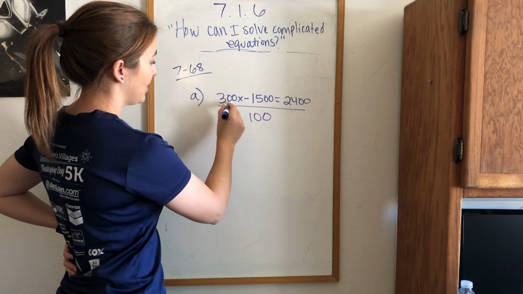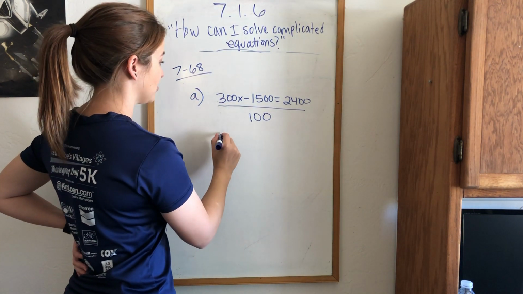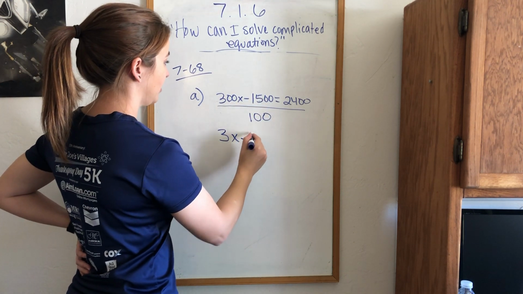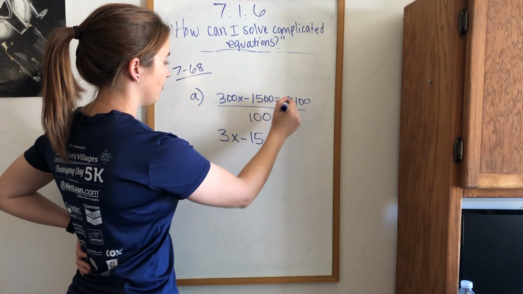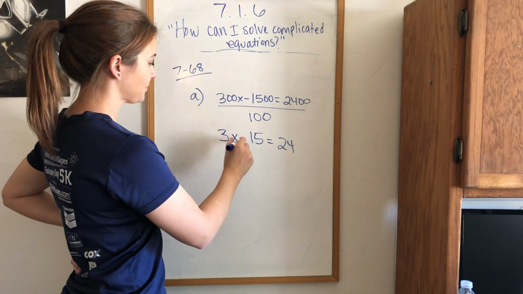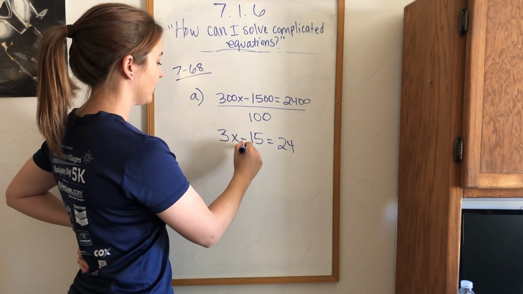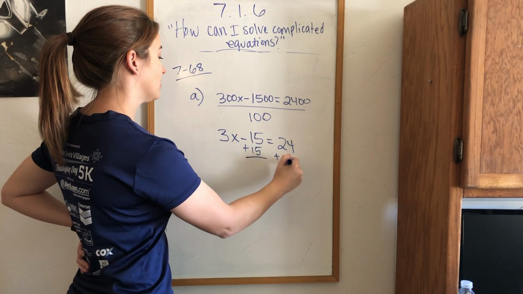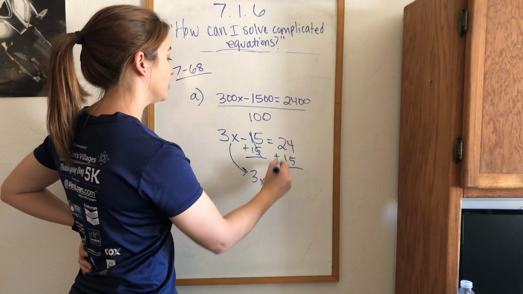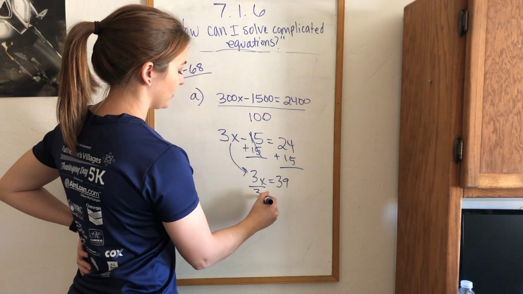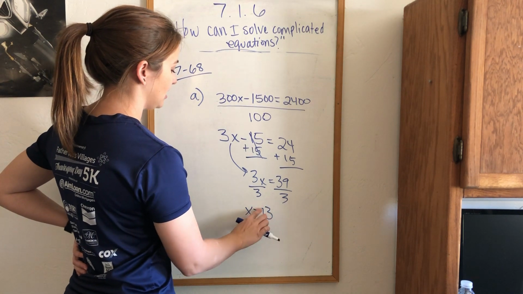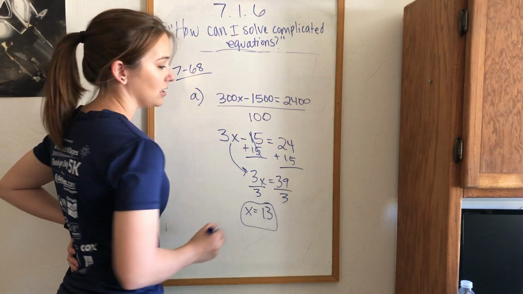If I do that, 300 divided by 100 gives us 3. Keep the x. 1500 divided by 100 leaves us with just 15. 2400 divided by 100 gives us 24. So now it's a bit easier to work with. If I want to solve for x, get rid of the minus 15 by adding a 15 to both sides. I'm left with 3x equals 39. Divide both sides by 3. 39 divided by 3 is 13. So x would be 13.